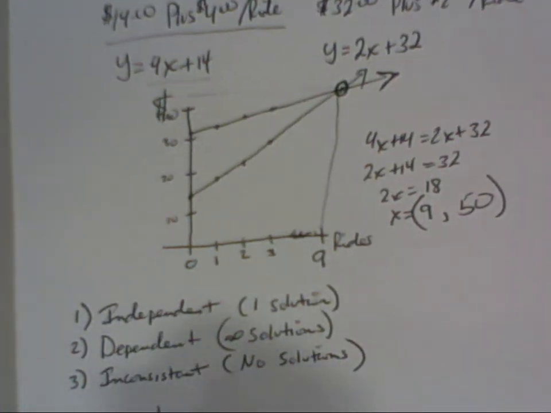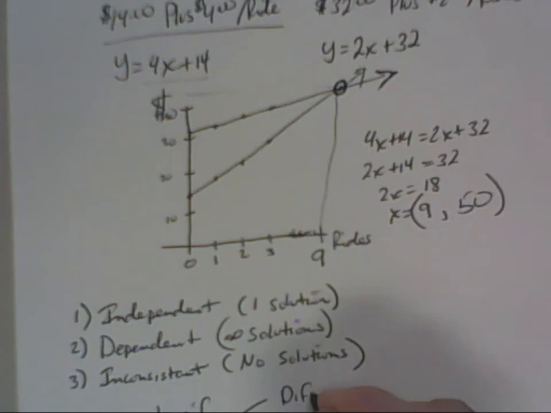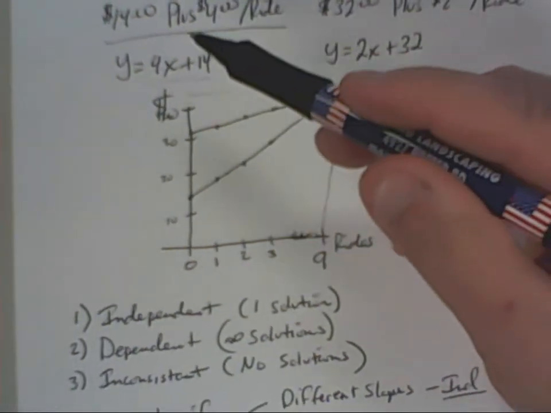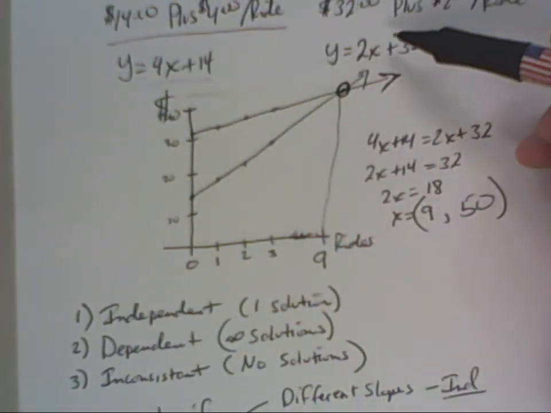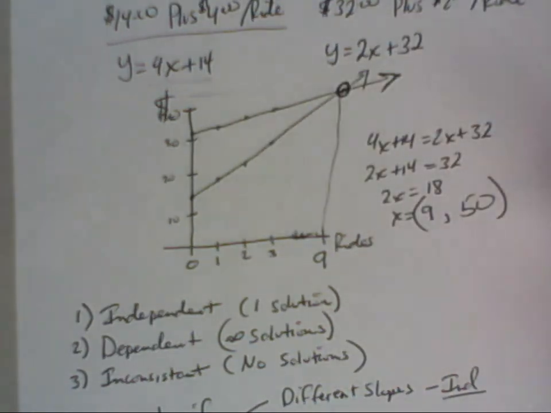In order to classify these, here's probably the best and easiest way to classify them. If you're looking at the system and the lines have different slopes, you can tell right away that it's going to be an independent system. For example here, the slope for Cedar Point is 4, the slope for Kings Island is 2. Those 2 lines are eventually going to intersect at one place.